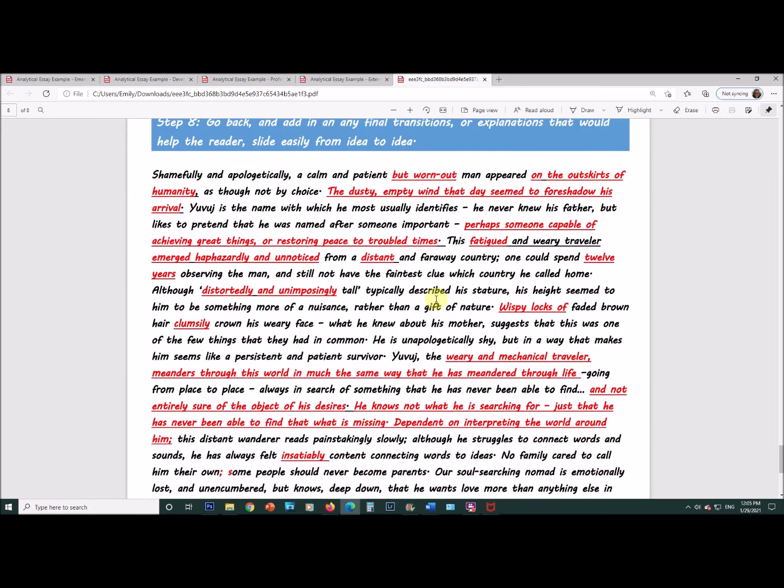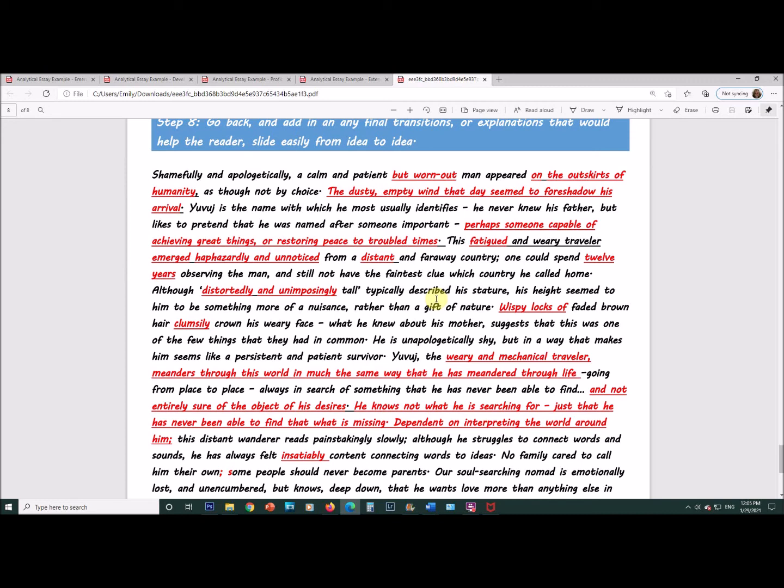So, shamefully and apologetically, a calm and patient but worn out man appeared on the outskirts of humanity, as though not by choice. The dusty, empty wind that day seemed to foreshadow his arrival. That was just a sentence that I wanted to make the whole story sound more poetic, so I put that in there. I don't know, could you even say that a wind is dusty and empty? I mean, I guess you look at it, you're like, yeah, I don't see anything, it's an empty wind.